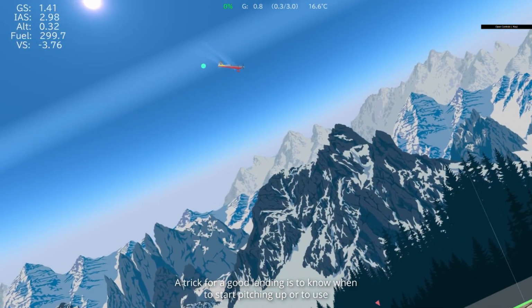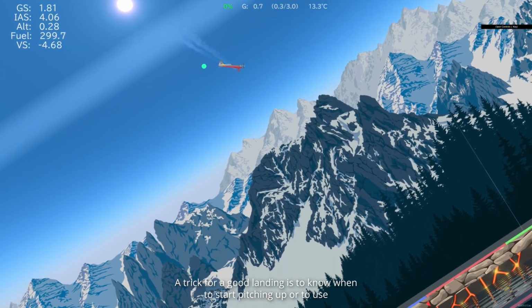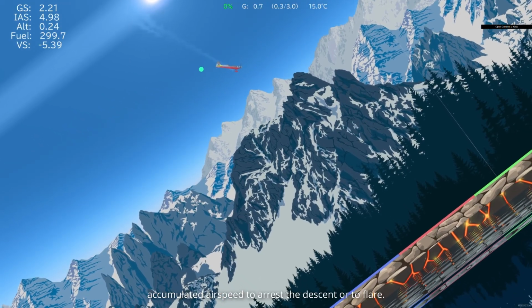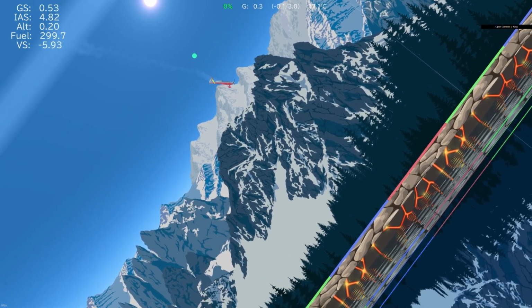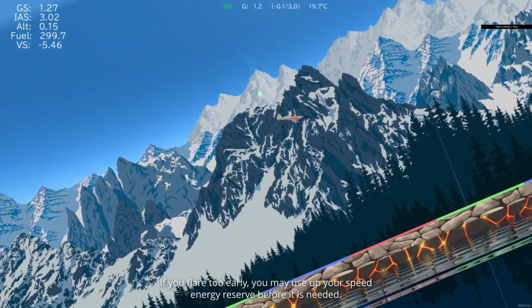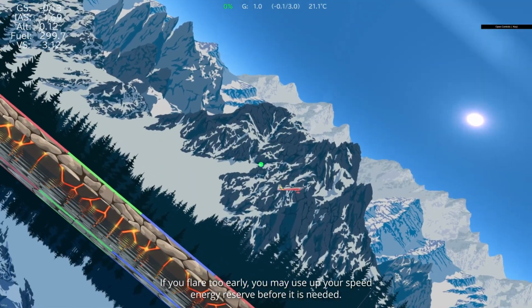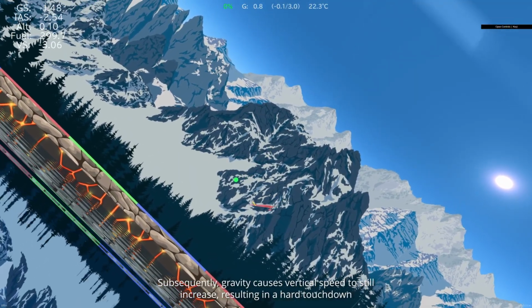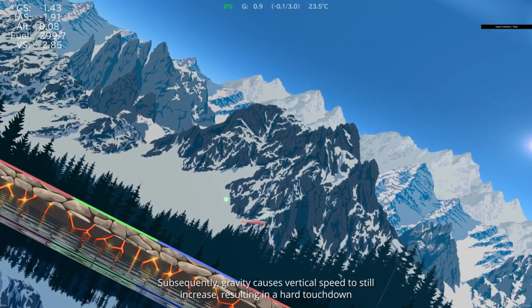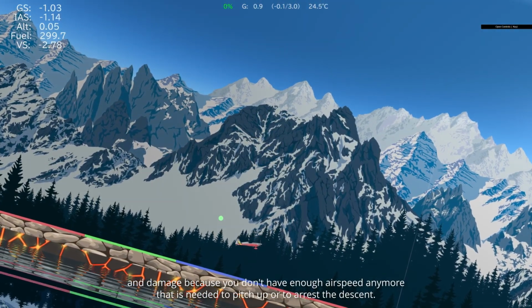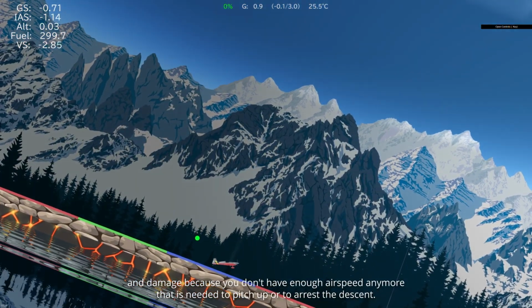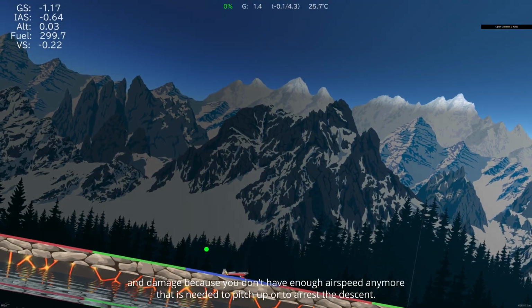The trick for a good landing is to know when to start pitching up, or to use accumulated airspeed to arrest the descent, or to flare. If you flare too early, you may use up your speed energy reserve before it is needed. Subsequently, gravity causes vertical speed to still increase, resulting in a hard touchdown and damage because you don't have enough airspeed anymore that is needed to pitch up or to arrest the descent.